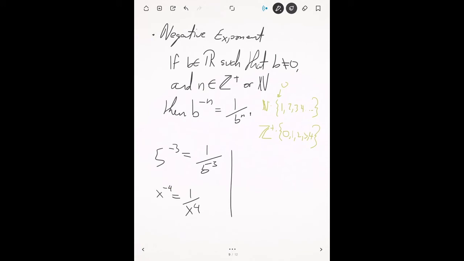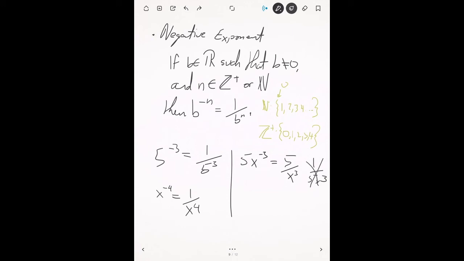Let's make them a little more complicated. What if I took 5x to the negative 3? This is going to be 5 over x to the third. It is not going to be 1 over 5x to the third. That is not the answer. The reason is, and we have to be careful, note that this negative 3 is only attached to the x. It's only working on the x. So that's why I move the x to the negative 3 on the bottom of the fraction bar.